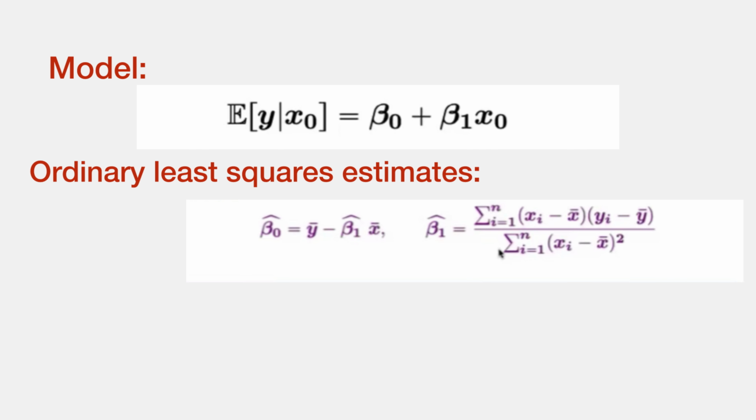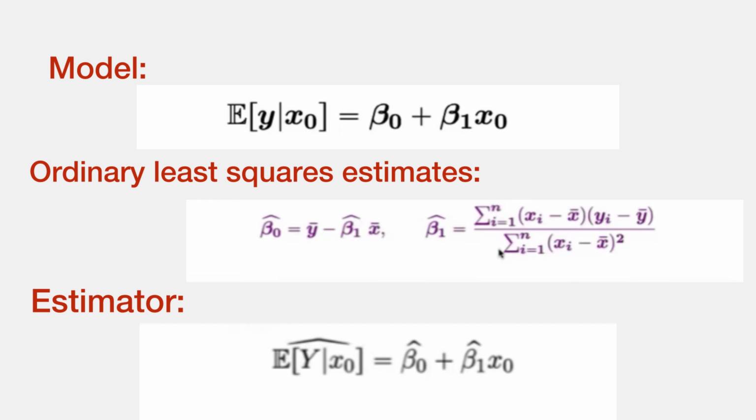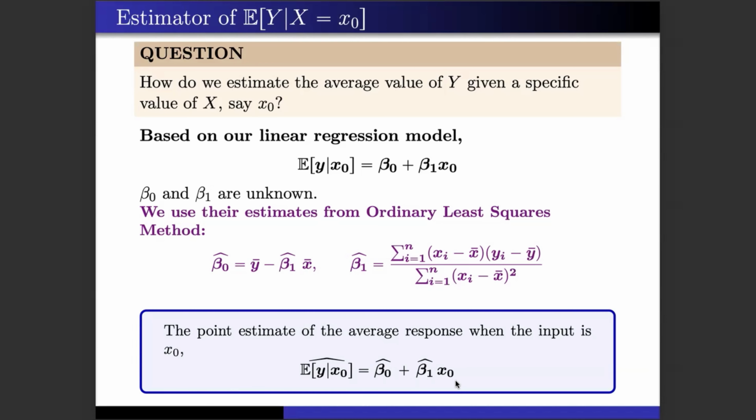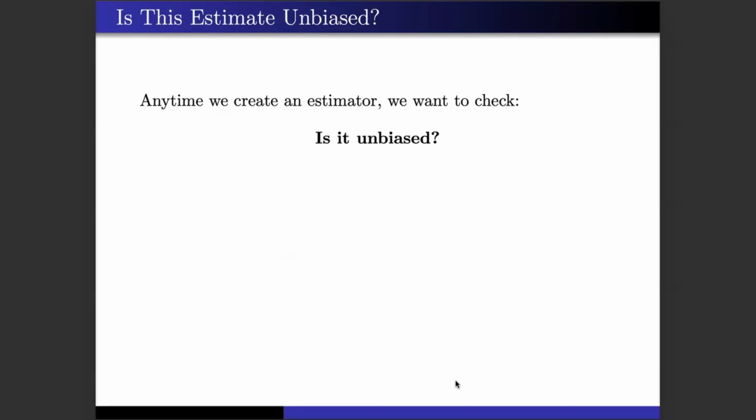And then we plug in these estimates into the equation to get an estimated average value for y, and that is equal to beta naught hat plus beta 1 hat x naught. Perfect. And we have an estimator of the expected value of y given x naught. But here's the thing. Anytime we create an estimator, we want to check if that estimator is unbiased or biased.